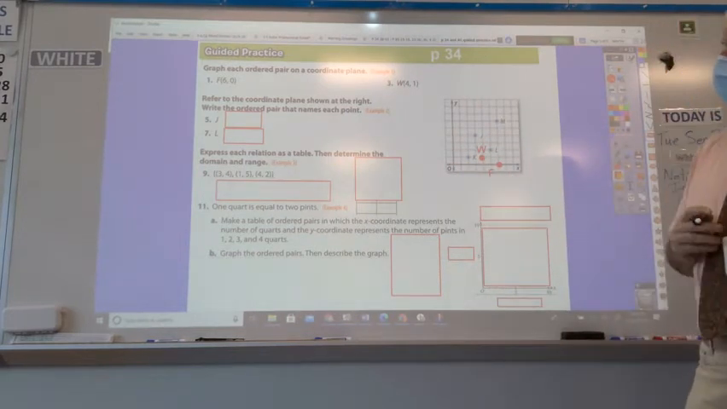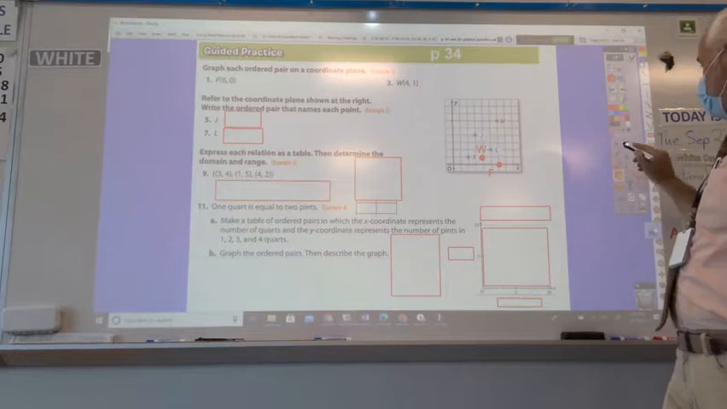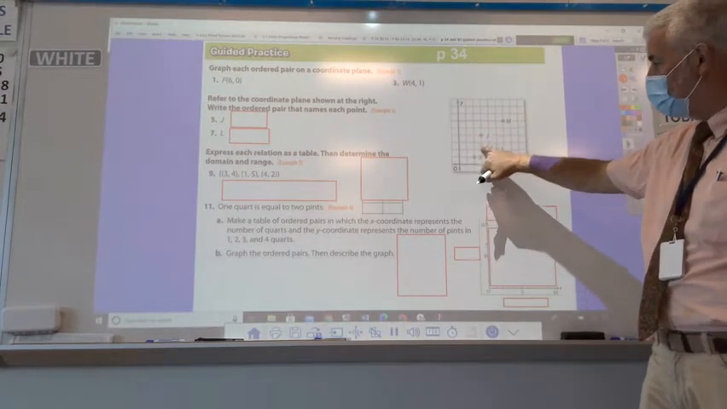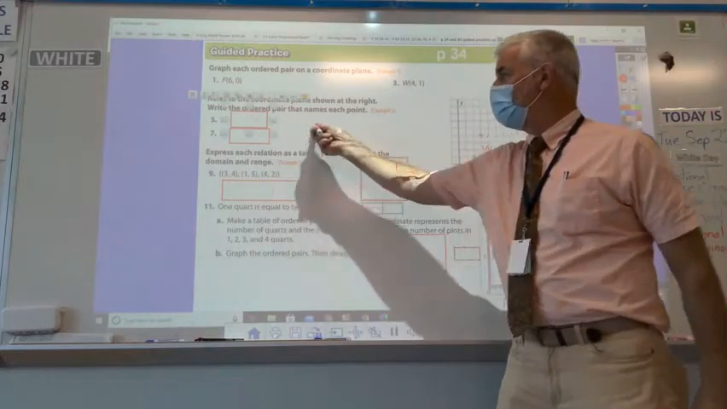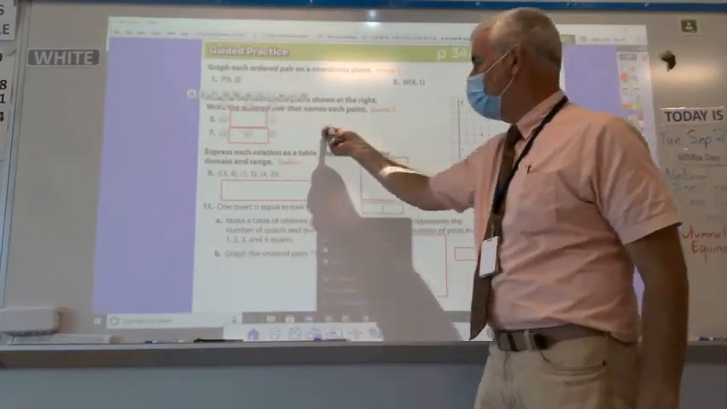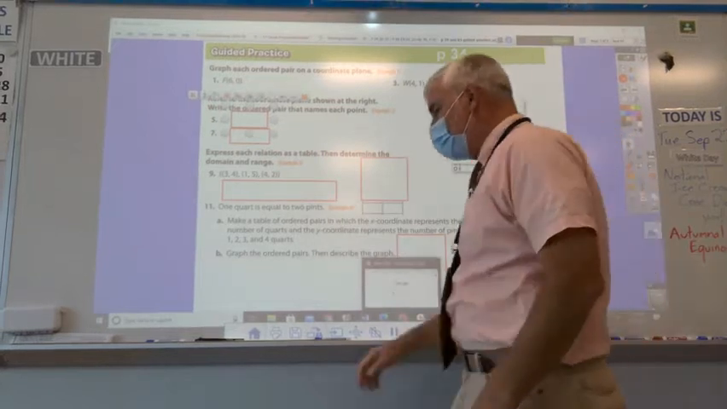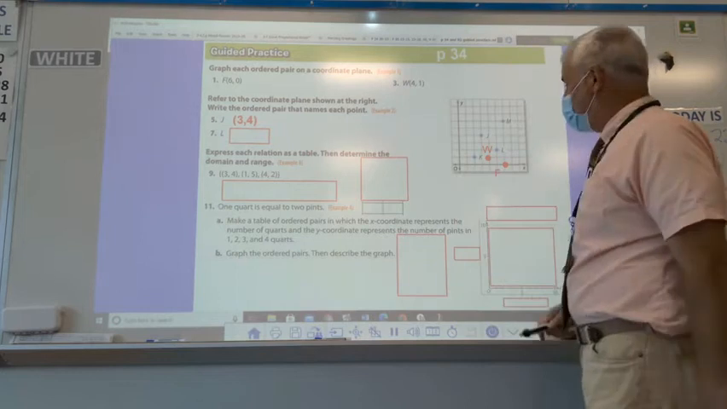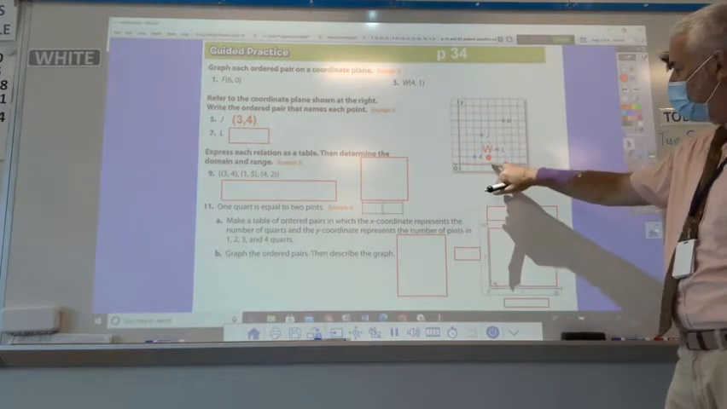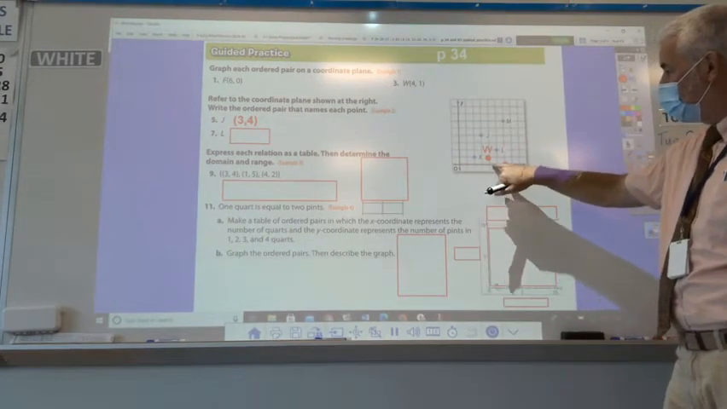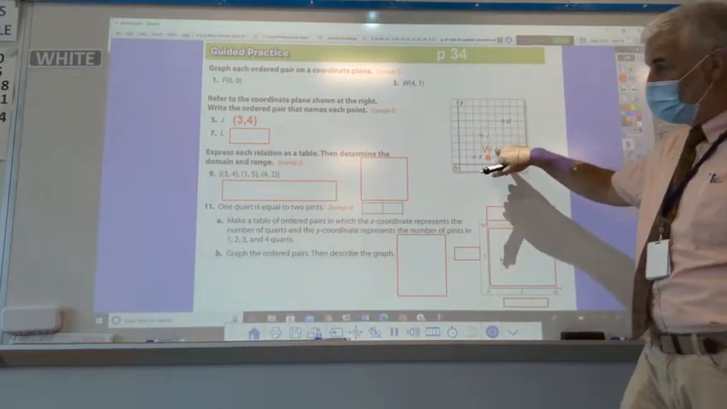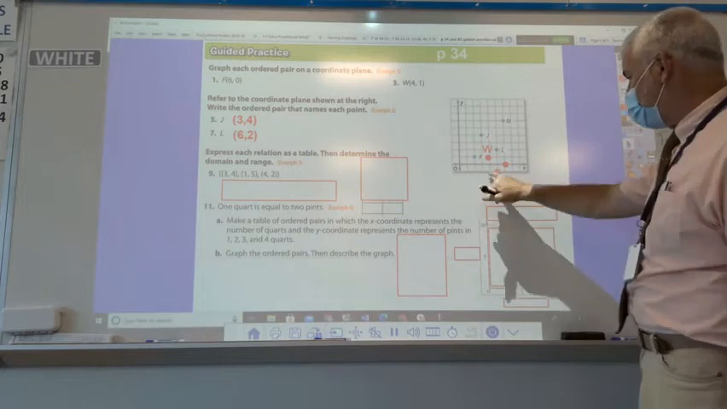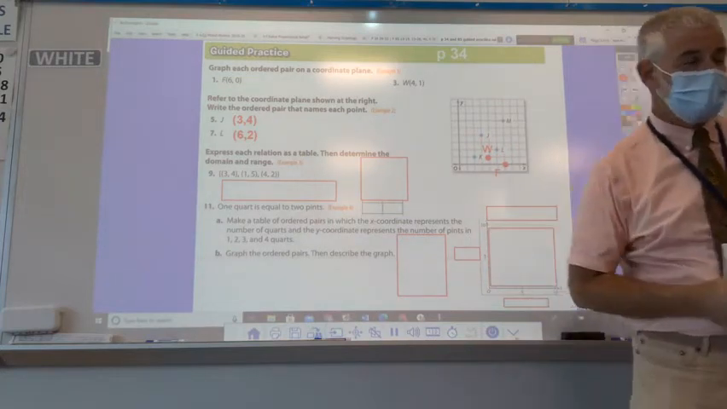Okay, what are the coordinates of the points shown here? J is at 3, 4. Okay, and point L, 1, 2, 3, 4, 5, and 2. 5 in the X and 2 in the Y. So it's 5, isn't it? No, it's 6. I counted wrong.